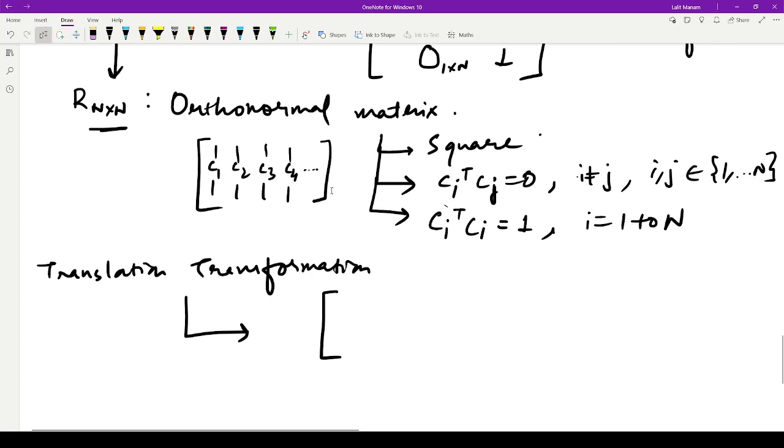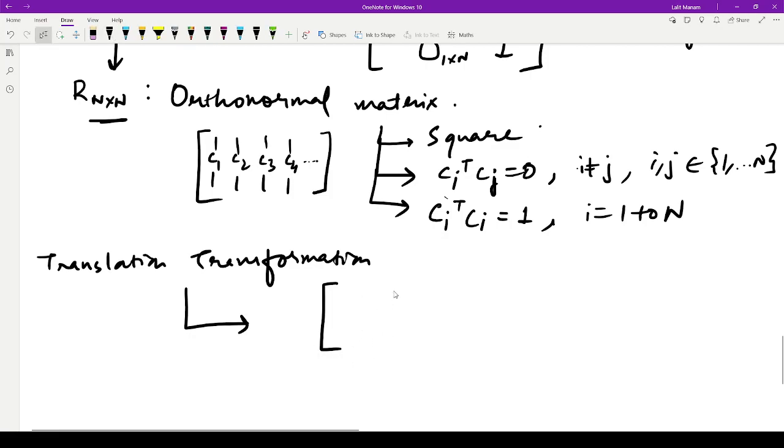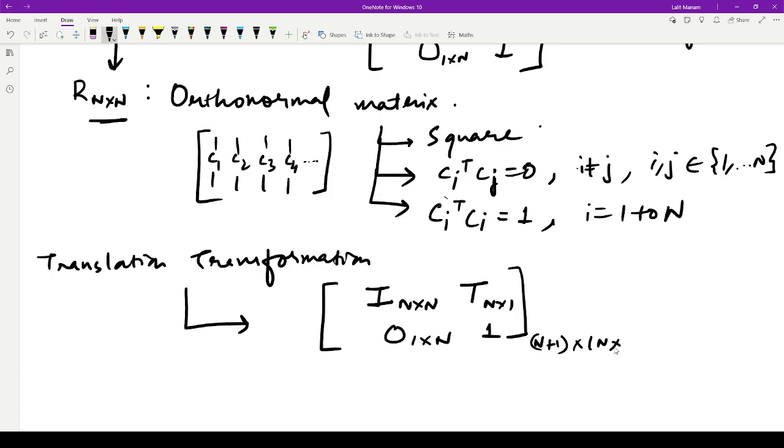Can you quickly check question 1? In 3 dimensions it would be 1 0 0, 0 1 0, the first two columns. Yes. Since we are talking about general dimensions, here it will be an identity matrix of n cross n, and there will be the translation vector, which is n cross 1. Here it will be a zero vector, which is 1 cross n, and there will be 1 in the last. So this turns out to be n plus 1 cross n plus 1. Is this clear?